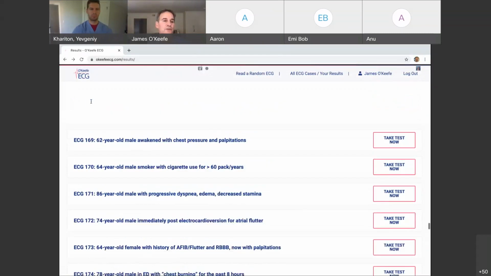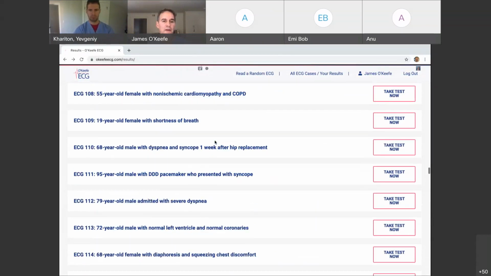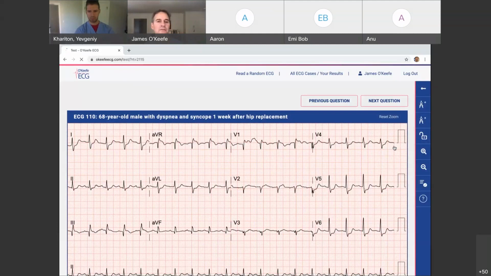This is one that often shows up on the boards. For that matter, it shows up clinically quite a lot too. This person, a 68-year-old male, had a hip replacement 1 week ago. Now he's back in the emergency department complaining of sudden onset of dyspnea.